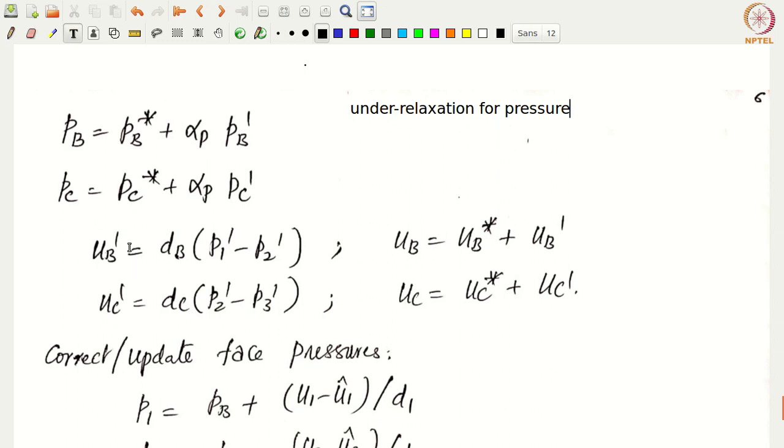Then you can correct the velocities at the cell centers, that is UB prime equals dB times P1 prime minus P2 prime, UC prime equals DC times P2 prime minus P3 prime. How did these equations come by? These are again coming from the corresponding cell equations. Right now we are doing this only to improve the convergence. Then you can correct the velocity corrections to the star values at the cell. So these are basically the cell corrections used for improving convergence. Otherwise these are not required.